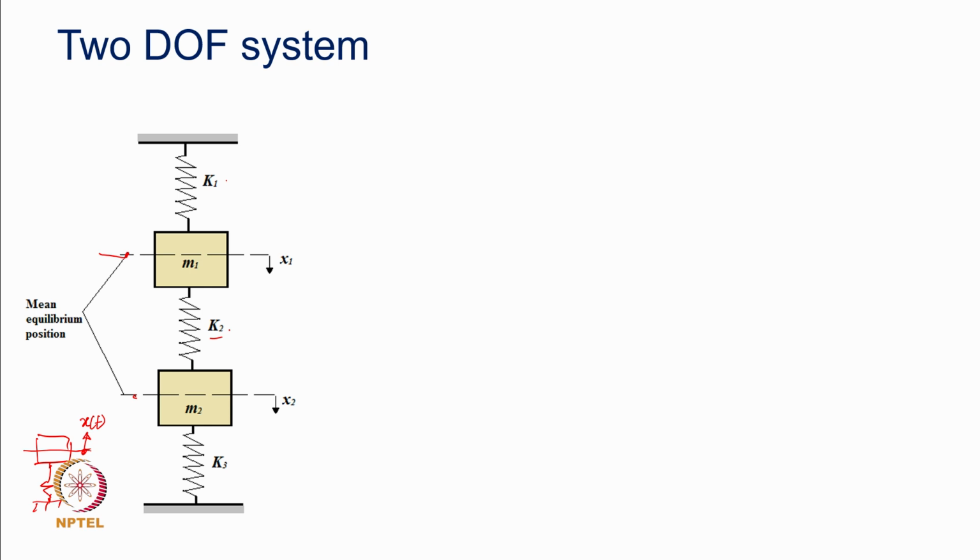Now, what is the next step? As we have been going through, the next step is to get the governing equation of motion, for which we need to get the free body diagrams made. So, let us look at the free body diagram of the first mass. I am now going to write it for mass M1.